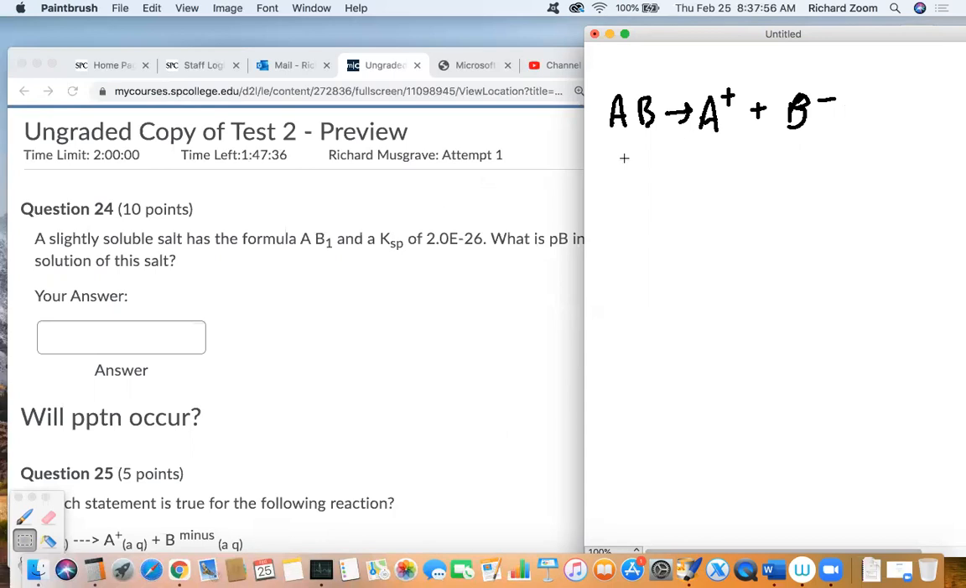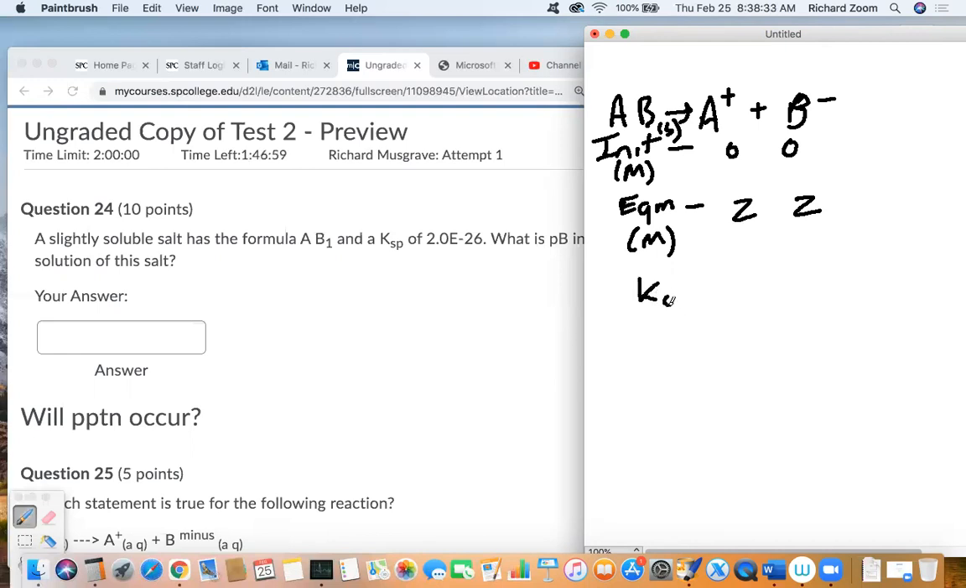So we do our initial molarity and equilibrium molarity. That'll be the line here for the solid, and then 0 and 0 for the A plus and the B minus, and Z for what they break apart into. So it's going to be equal amounts of A plus and B minus. We don't know what Z is yet, but we're going to solve for it.